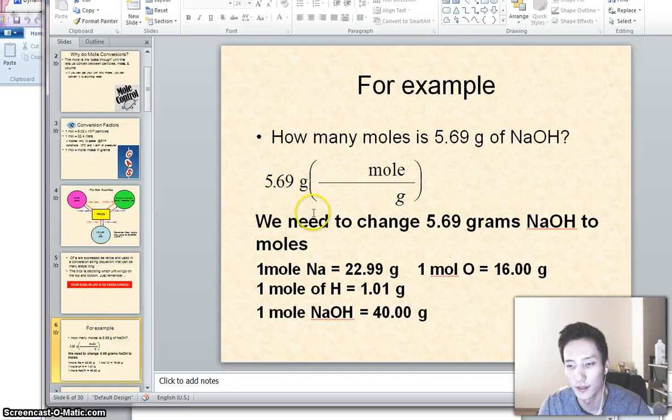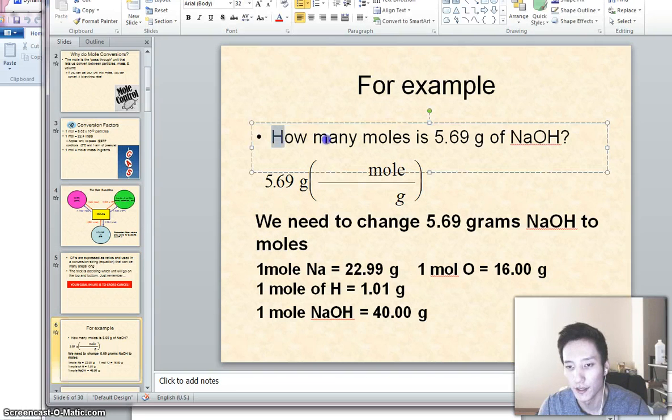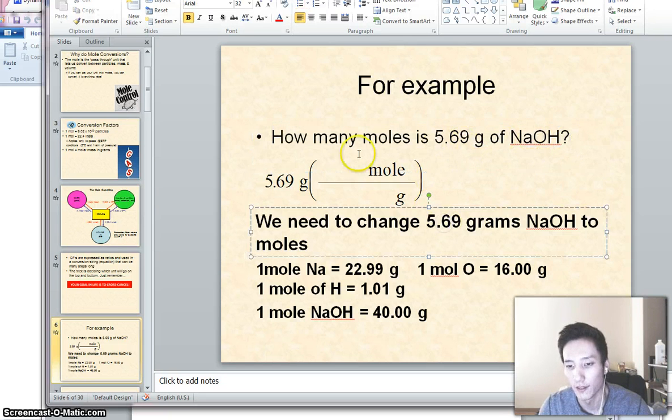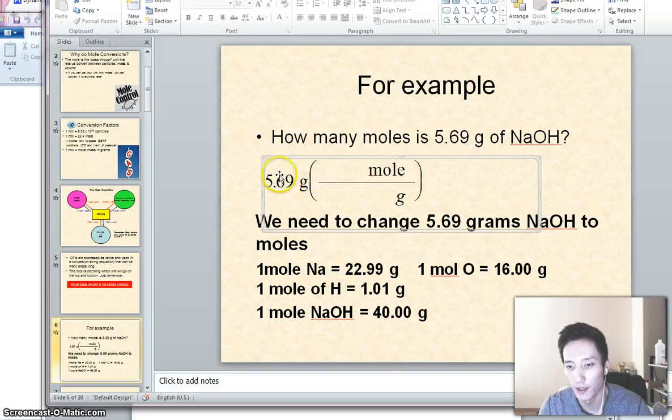Okay, so we did this example in class. It's very basic. How many moles is 5.69 grams of sodium hydroxide? Well, the first step in dimensional analysis problems is to write the given. So here's the given, okay? And now we have to identify what we want. That's moles, so that's easy. If you didn't know how to do this, first of all, put grams over here because we have to get rid of this grams no matter what. And then just put the thing you want, which is moles, right here.